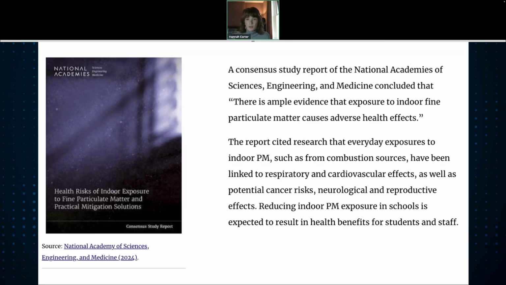Throughout the course, we also highlighted where improving clean air in schools is most likely to bring additional benefits beyond just addressing airborne infection risk. So for example, this National Academies of Sciences, Engineering, and Medicine consensus report from 2024 concluded that there's ample evidence that exposure to indoor fine particulates can cause adverse health effects, which suggests that reducing indoor PM by improving filtration, such as through high efficiency HVAC filters or portable HEPA units, will likely bring more benefits beyond just lowering airborne infection risk. Next slide.